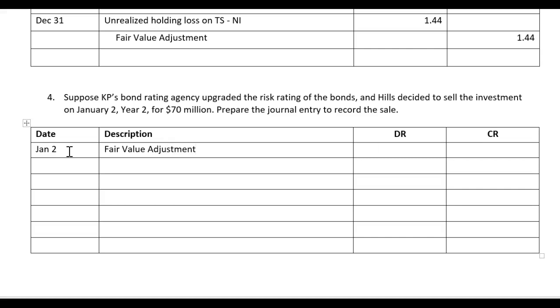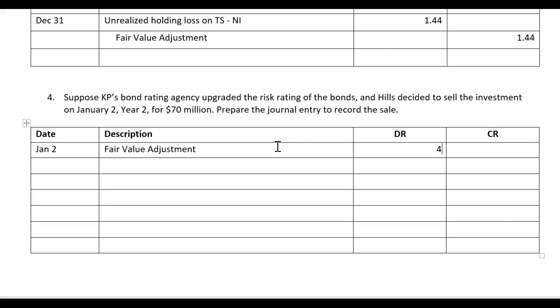Now, how much do we need to do? Well, again, we're carrying it at 67.44 amortized cost. But remember, last time we hit the fair value adjustment for 1.44, we brought that down to 66. We need to take that into account and bring our fair value from 66, what we have sitting on our books, up to 70. So we actually need to hit that for 4.